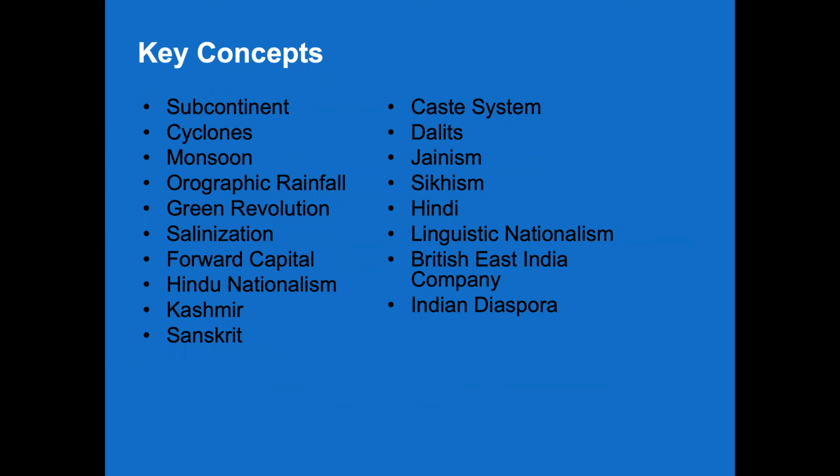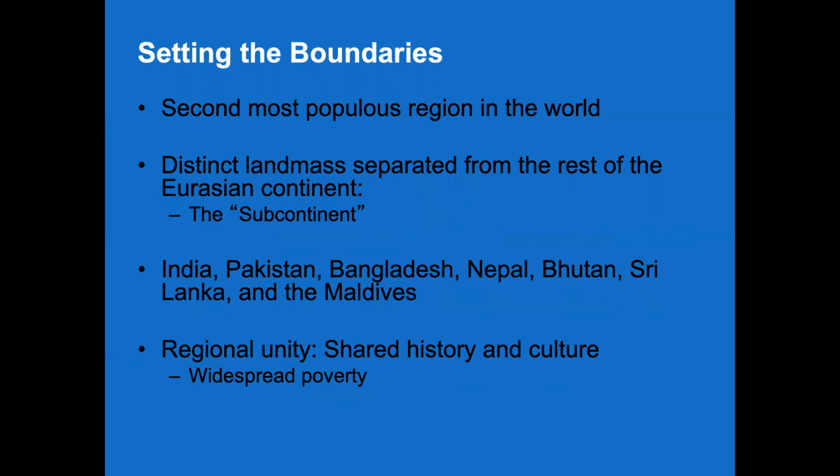Some of the concepts. And so let's set the boundaries. Again, the second most populous region in the world after East Asia. It is often referred to as the subcontinent, as mentioned before, and these are the countries that make it up. India, Pakistan, Bangladesh, Nepal, Bhutan, Sri Lanka, and let's not forget the Maldives, which is an island chain to the south and west of the southern tip of India.